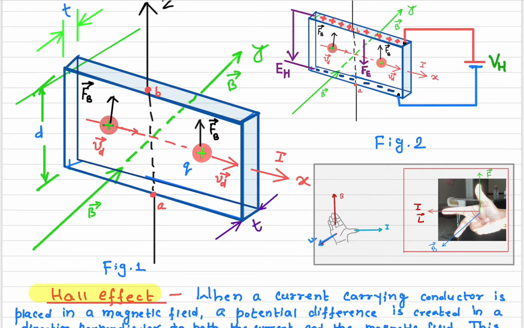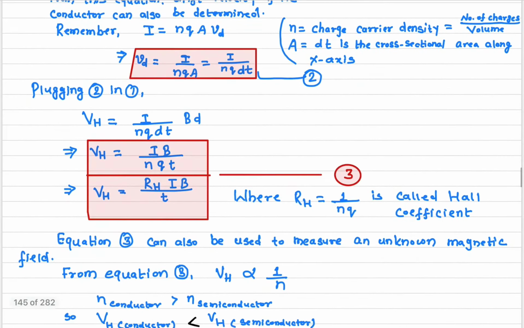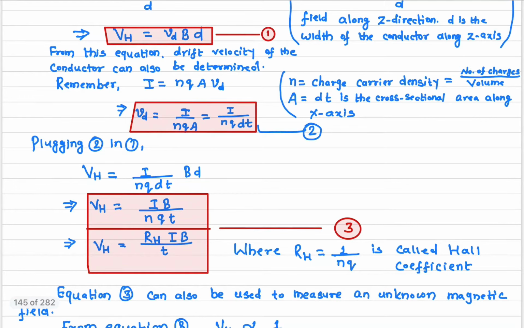And how do we find the cross-sectional area? This is the thickness T, and this distance is D. So the cross-sectional area will simply be equal to D times T. That's what I have written here: A is the cross-sectional area, which is equal to dt, or we can also write it as td. It's the same thing. So here A is equal to D times T. It's not a derivative, it's d times t.